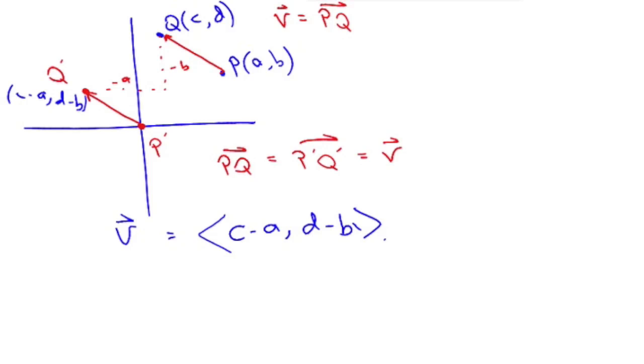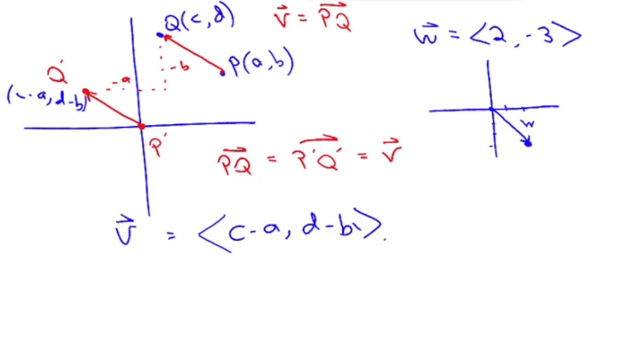This becomes your end point. The beginning point is assumed to be the origin. So if I gave you a vector W, and I said the vector W is 2, negative 3, with those brackets on the ends, all you have to do is plot 2, negative 3, and your vector W would be this vector. And there you go, it's done.